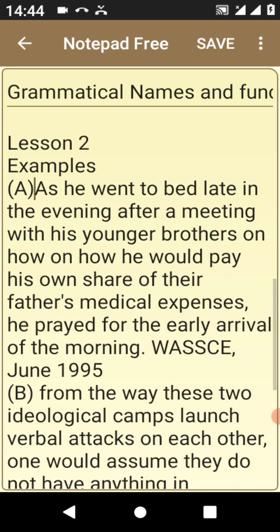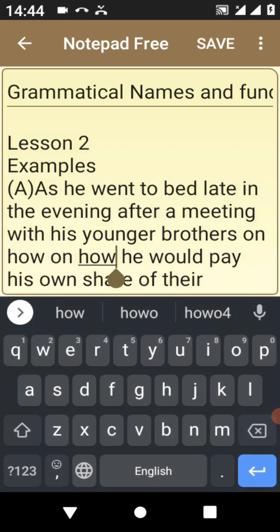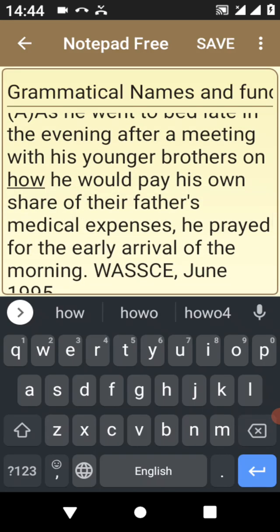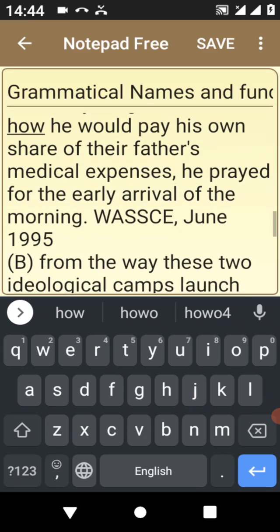There's a question. They say: As he went to bed late in the evening after a meeting with his younger brothers on how he will pay his own share of their father's medical expenses, he prayed for the early arrival of the morning.